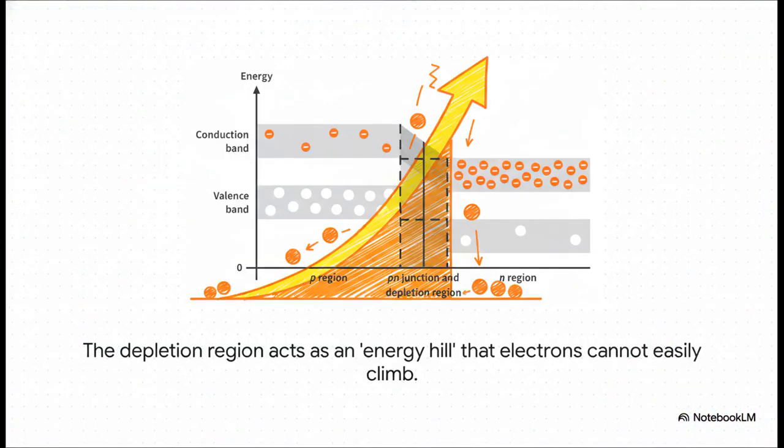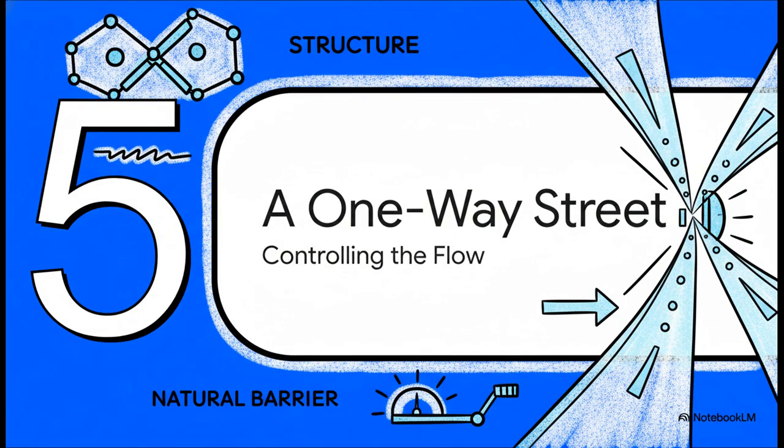If you think about it in terms of energy, this depletion region creates a kind of energy hill. The rest of the electrons on the N side just don't have enough juice to climb that hill and get to the other side. So everything settles down, the flow stops, and we reach a nice equilibrium. Okay, so we've built this structure. It has this natural barrier built right into it.